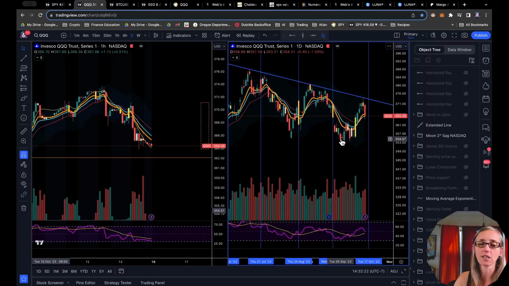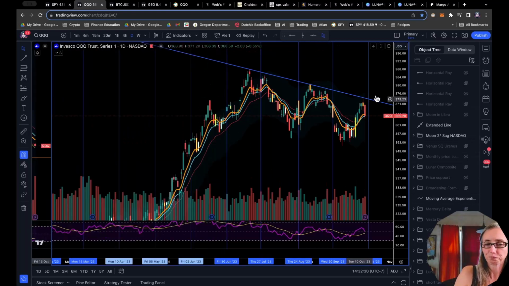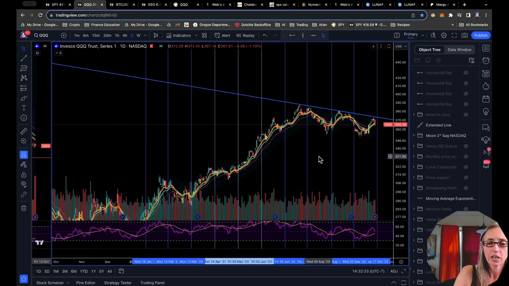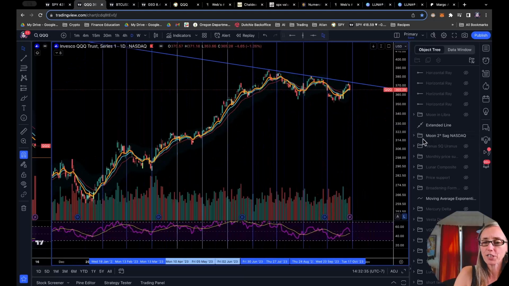Now the NASDAQ has an additional tool that I want to show everybody this week. This is something I just discovered last week. If we take a look here, these blue vertical lines are every time the moon passes by 2 and 3 degrees of Sagittarius.